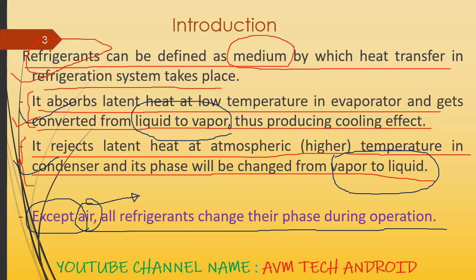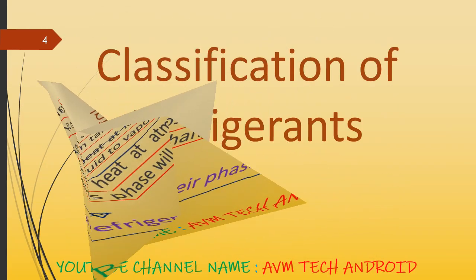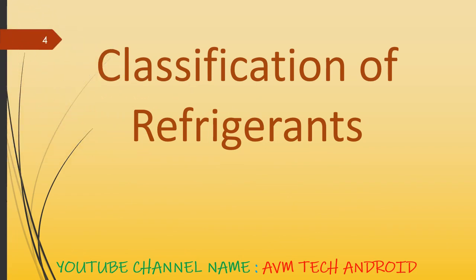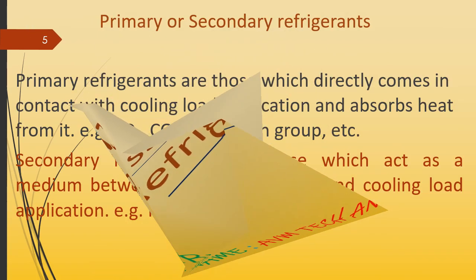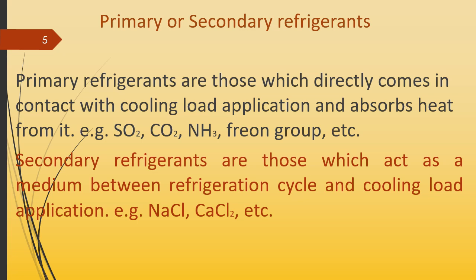Now we have to go for the classification of the refrigerant. There are different ways to classify the refrigerant, and one by one we are going to discuss them. The first way to classify the refrigerant is according to primary and secondary refrigerant. We are going to discuss both in detail.